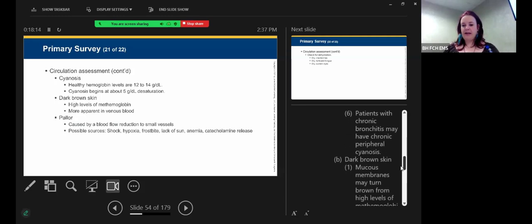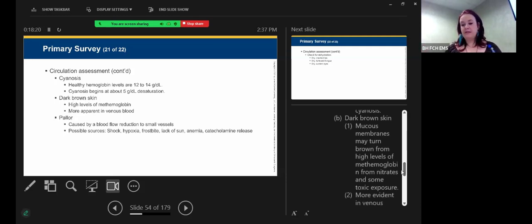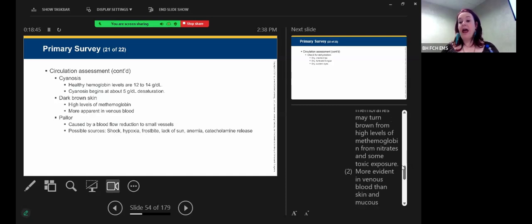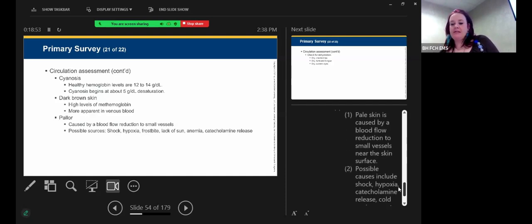Patients with chronic bronchitis may have a chronic peripheral cyanosis. Everybody knows that on African Americans or darker colored individuals, we need to check the mucous membranes. They may turn brown from high levels of methemoglobin from nitrates and some toxic exposure, more evident in venous blood than in the skin and mucous membranes.